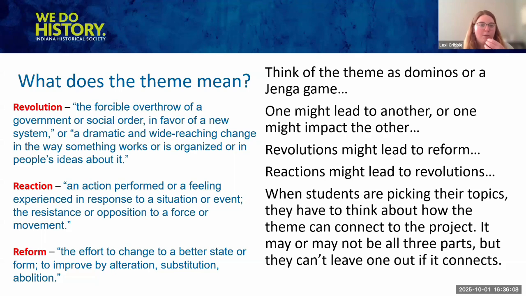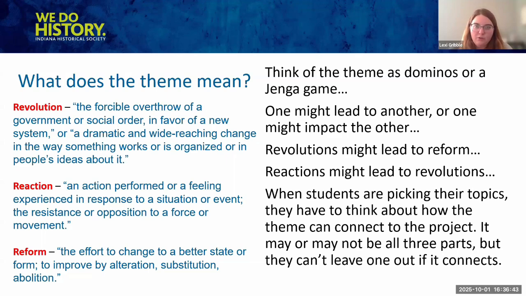So when students are picking their topics, they have to think about how the theme can connect to that project. It may or may not be all three parts, but they can't leave out one if it connects. So what I would encourage you to think about when you're talking to your students about this is they don't have to address all three parts, but they got to find the connection, right? Do they want to talk about revolution? Do they want to talk about reaction? Do they want to talk about reform?